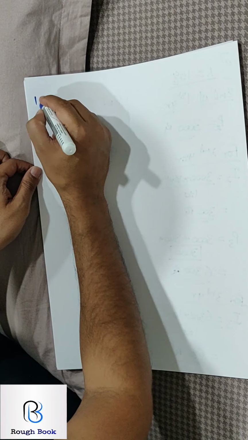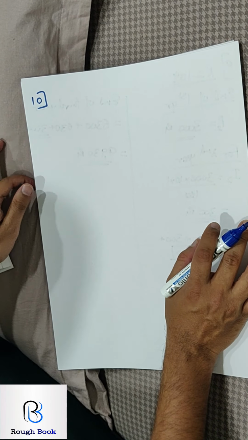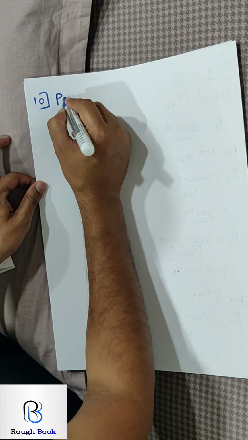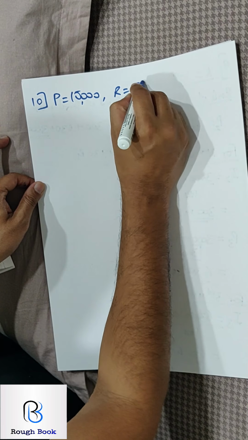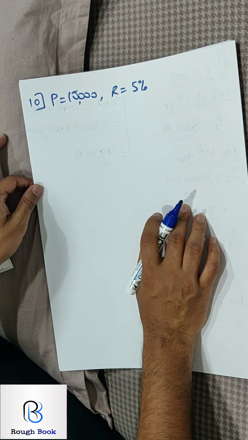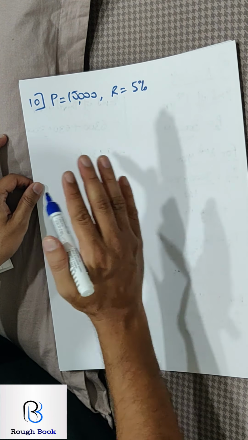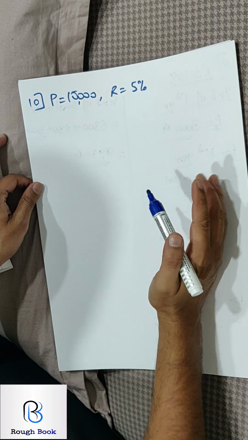Try 10th. Let's see if you can manage to get it correct. A man borrows 10,000 at 5%. So his principal is given to you as 10,000. Rate is given to you as 5%. He repays 35% of the sum borrowed at the end of the first year and 42% of the sum borrowed at the end of the second year.